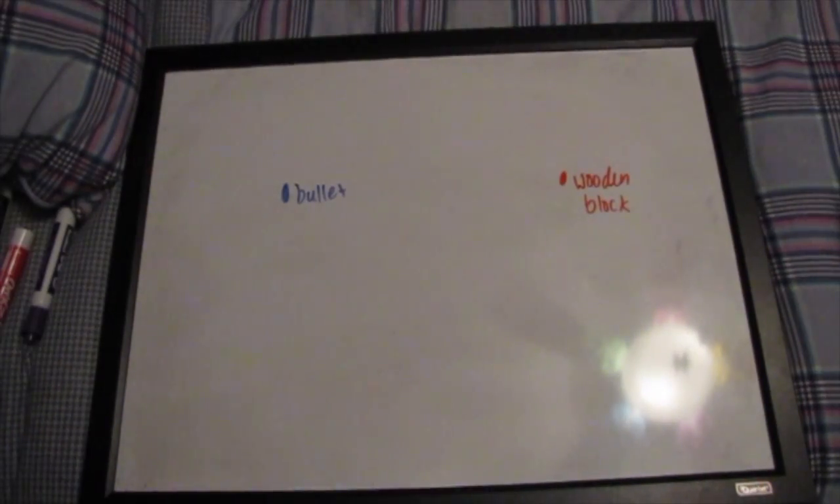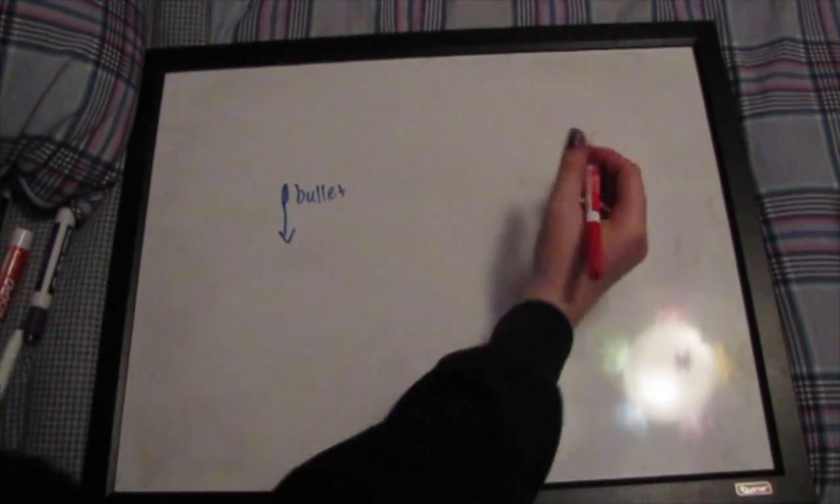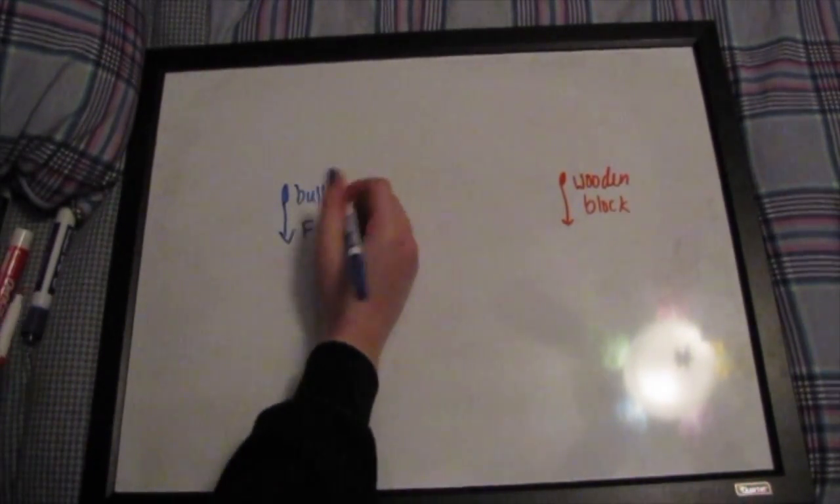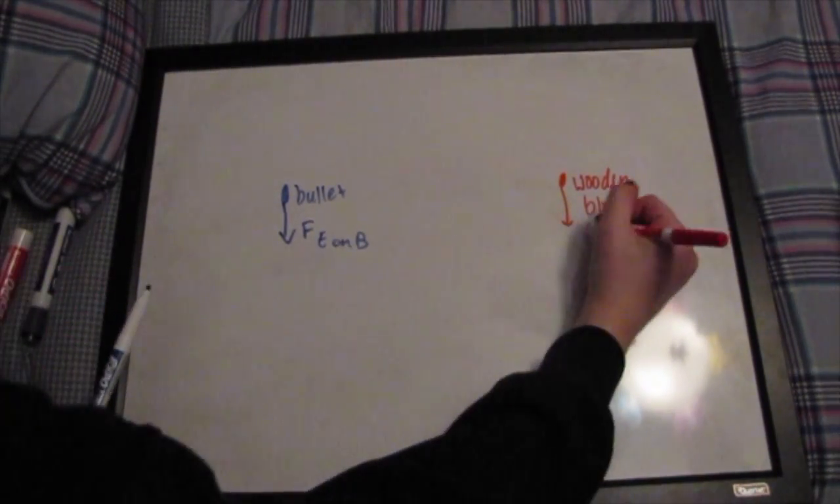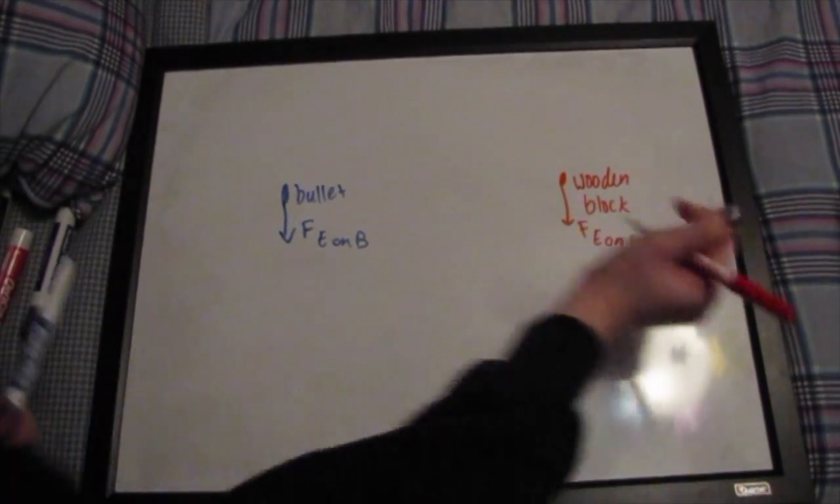So for the second part of this process to solve this problem, we're going to draw some force diagrams. So for the first part of our sketch, we're going to draw a force diagram for the bullet and one for the wooden block. So they both have a gravitational force pulling down on each object. So this is going to be force earth on bullet, and force earth on wooden block.